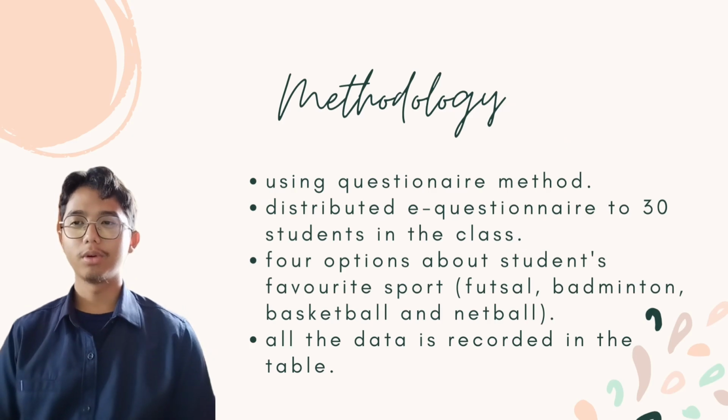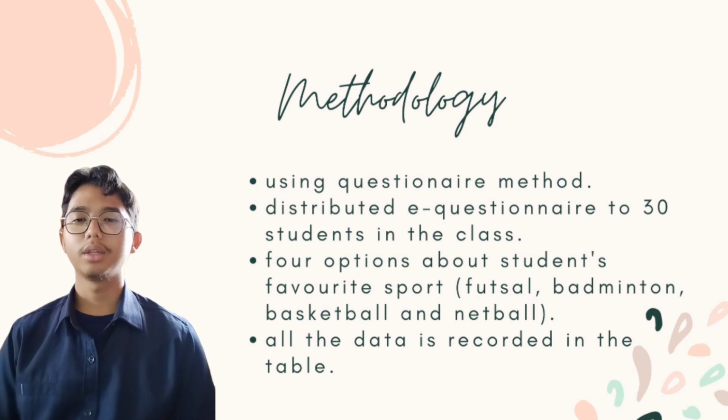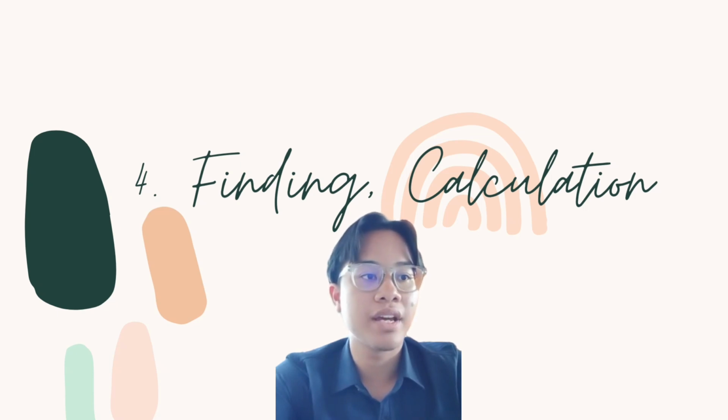So for our methodology, we use the questionnaire method to collect data in this project. In selecting 30 students from class RCS 1433A and RCS 1433B, we have used the simple random sampling method. We distributed an e-questionnaire to those 30 students that had been selected. In the e-questionnaire, there are 4 options that can be chosen for the student's favorite sport: futsal, basketball, netball and badminton. The data that has been collected was recorded in a table and the number of times for each sport was also recorded. Now, let us move to findings and calculation.